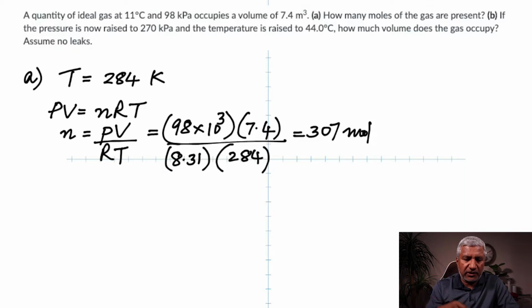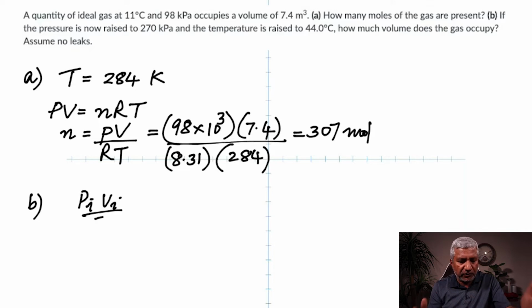In the second part, it says, if the pressure is now raised to 270 kilopascals and the temperature is raised to 44.0 degrees Celsius, how much volume does the gas occupy? So in the second part, what does not change is the number of moles. You have the same number of moles. And therefore, it's a direct application of the ideal gas equation again. You put in the new pressure, you put in the new temperature, the number of moles is the same, and you calculate how much volume it's going to occupy.